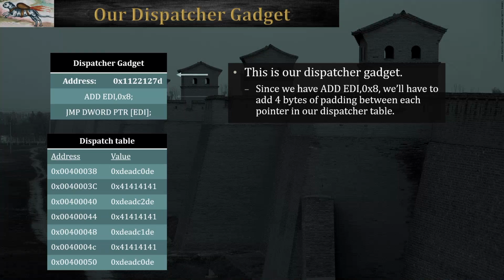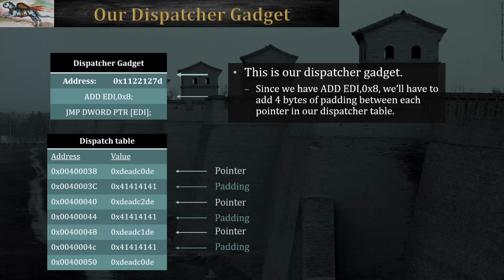And we have add EDI 8. Since we have add EDI 8 and each pointer to gadgets are only 4 bytes, we will need to add 4 bytes of padding in between each pointer.